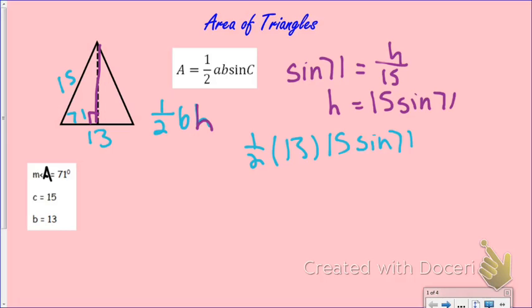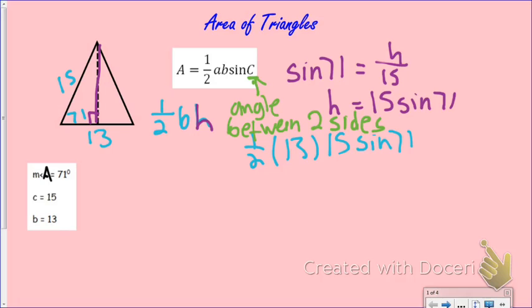Now A, B, and C, again, just like the law of cosines, are interchangeable. What's important here is that C is the angle between my two known sides. And this is just a shortcut way of using that information I just found, because that's exactly how I solved it. It's just combining it all together in one step.